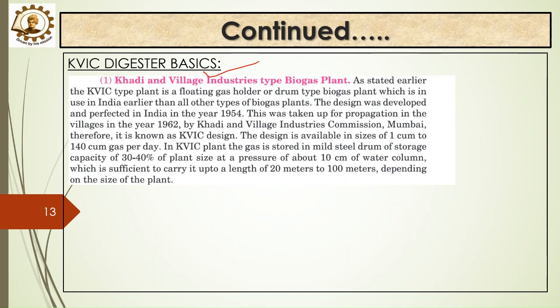The design is available in sizes of 1 to 140 cubic meters of gas per day, and in the KVIC plant, the gas is stored in a mild steel drum with a storage capacity of 30 to 40% of the plant size at a pressure of about 10 cm of water column, which is sufficient to carry it up to a length of 20 to 100 meters, depending upon the size and the overall design of the plant.